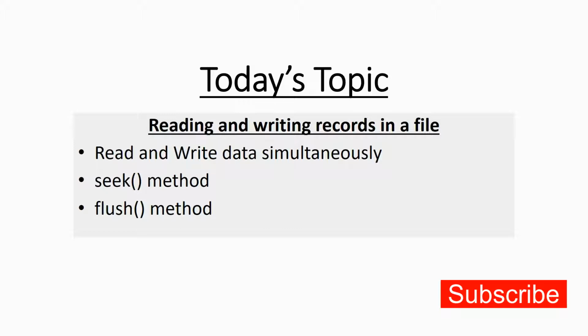So today's topic is we are going to understand how to read and write records into a file. What we are going to do is basically read and write data simultaneously. Simultaneously means we'll first be writing the data onto a file, and then we will be reading that data in the same program, and we will display that onto the screen.